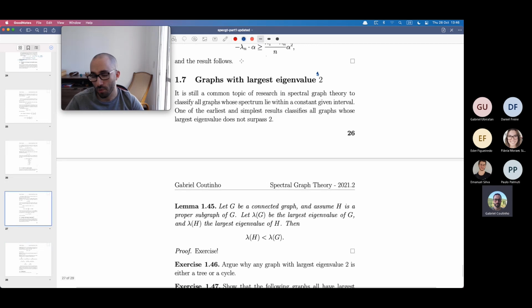And one of the earliest results in spectral graph theory is a full classification of all graphs that have largest eigenvalue at most 2. We have just seen a couple, the cycles and the paths. The cycles actually do have a largest eigenvalue equal to 2, and the paths have largest eigenvalue smaller than 2. So we would like to know which other graphs satisfy this, okay?